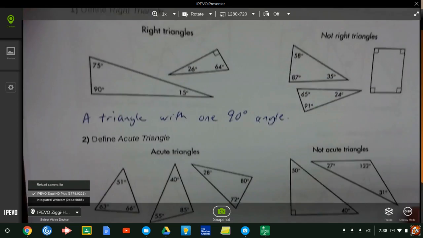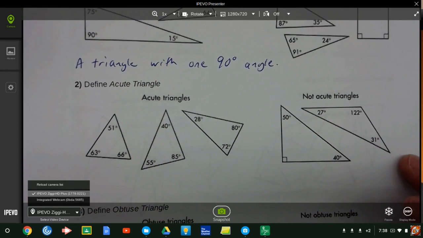Try the next one. Define an acute triangle. Go.